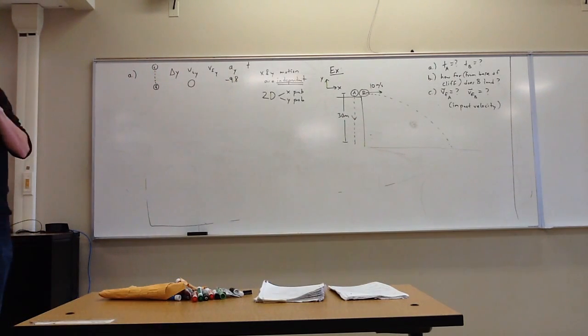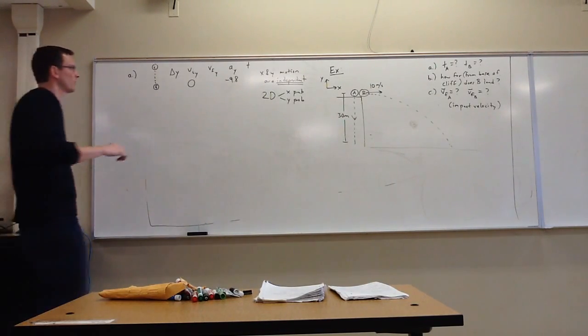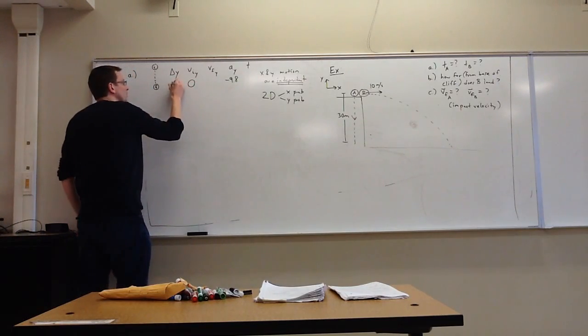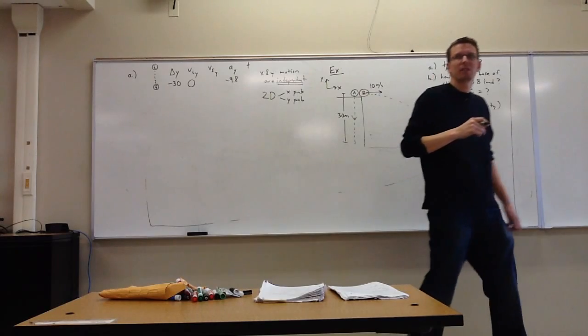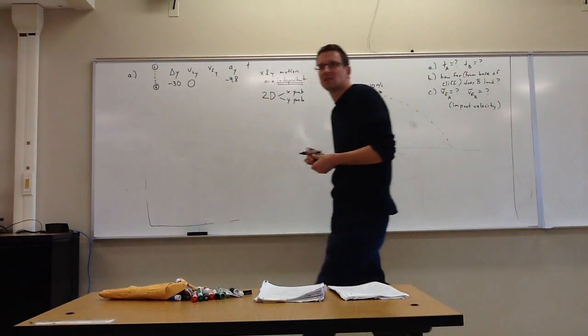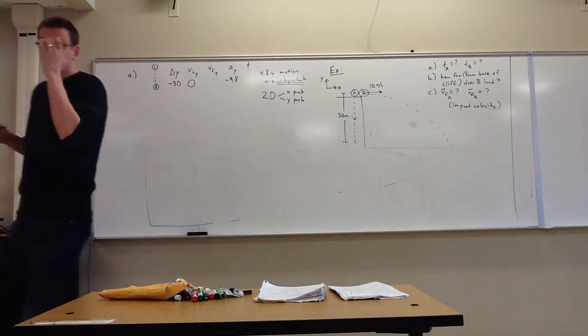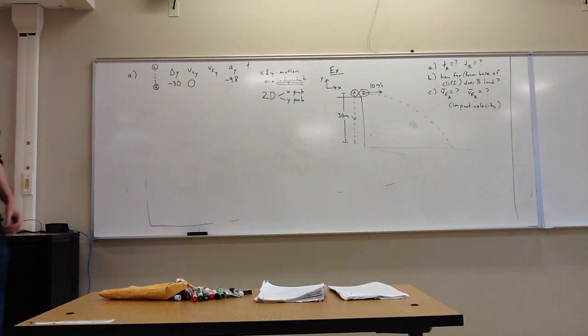How about my displacement? Minus 30, right? It falls down, and down is negative. Just like this was negative, this is negative. So don't forget, everything that you're putting in, the plus and minuses, are according to the axis choice that you set. If up is plus, anything that's down is negative.